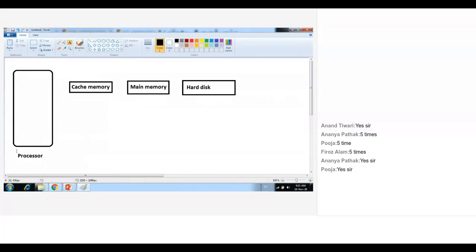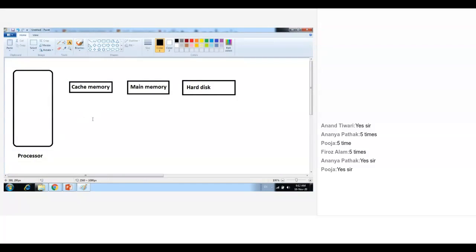Sorry for the interruption. Okay, so here is the processor and cache memory, main memory, and hard disk. Can anyone brief me very quickly what is cache memory, main memory, and hard disk? Come on, anyone? You know memory hierarchy? Come on.